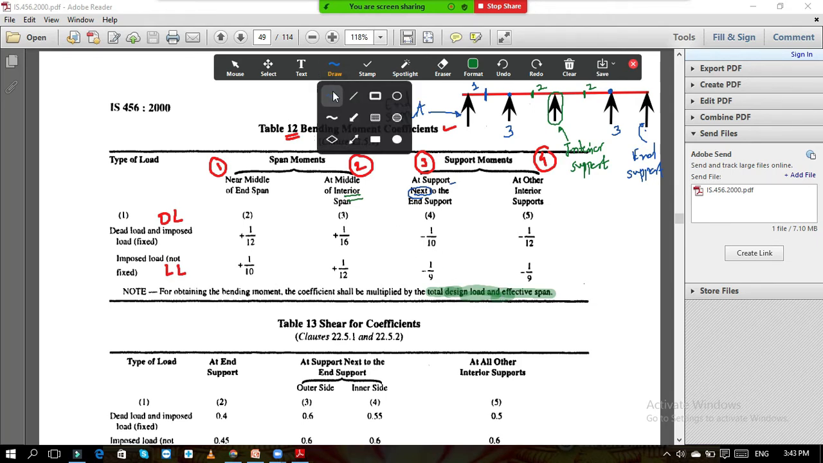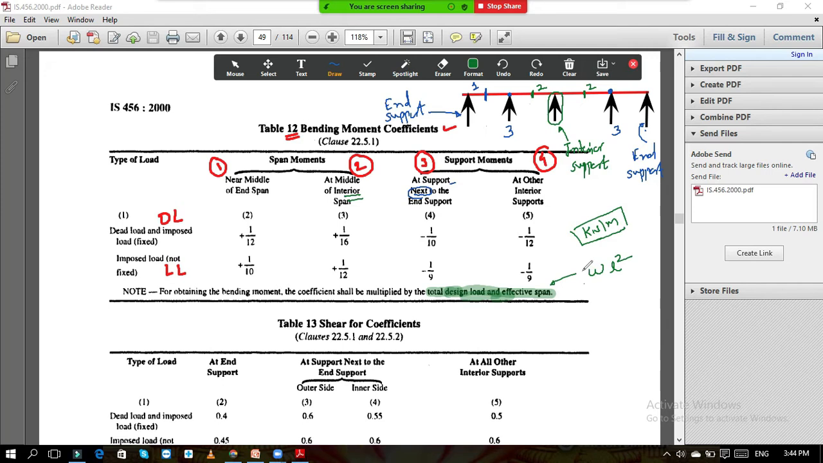So here in our case, what is our load? Our load is in kilonewton per meter. Total design load means they take the load in kilonewton. So here total design load into effective span, in our case it is WL square. In our case it is WL square. Because total design load, how is it found out?